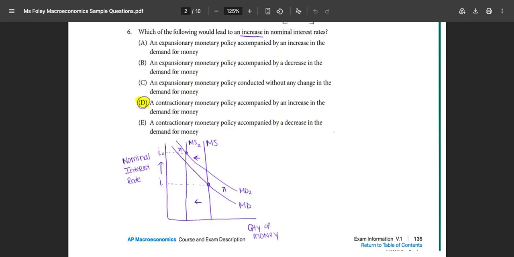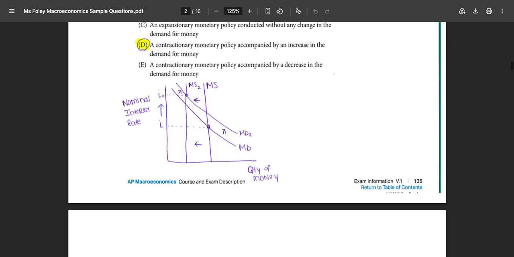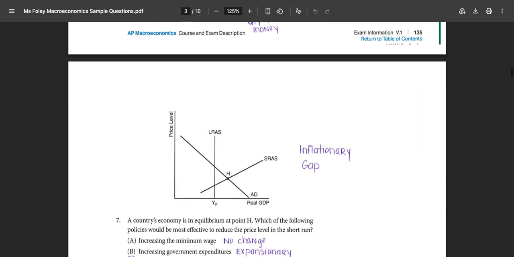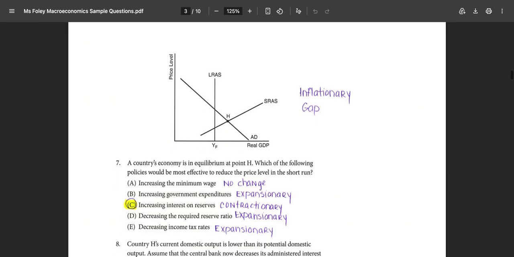And to visualize that, which is something you should get into the habit of doing, always feel free to sketch a money supply, money demand curve so that you can actually visually see that, and it makes it a lot easier for you.